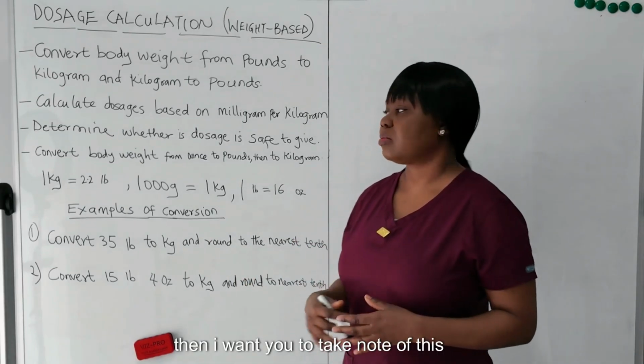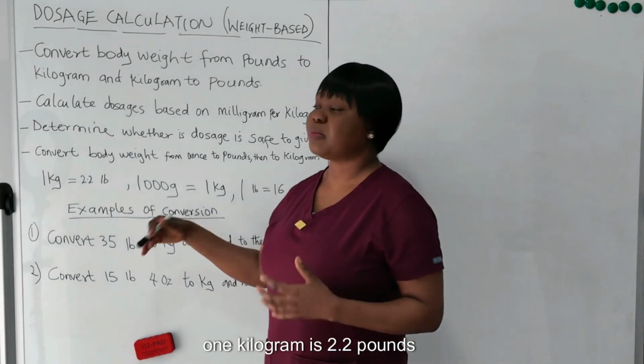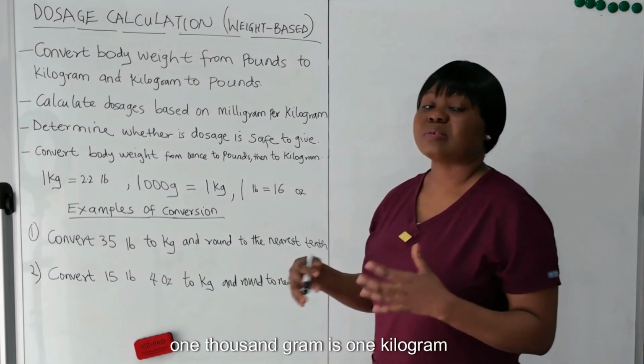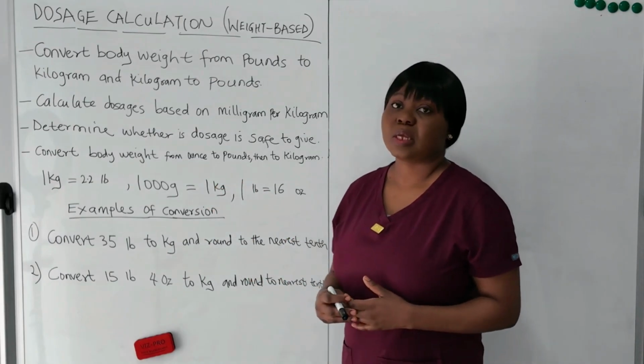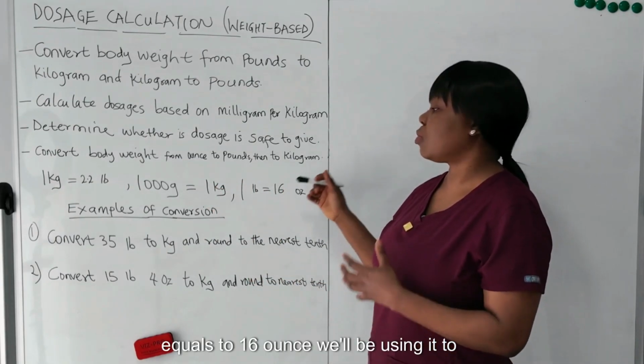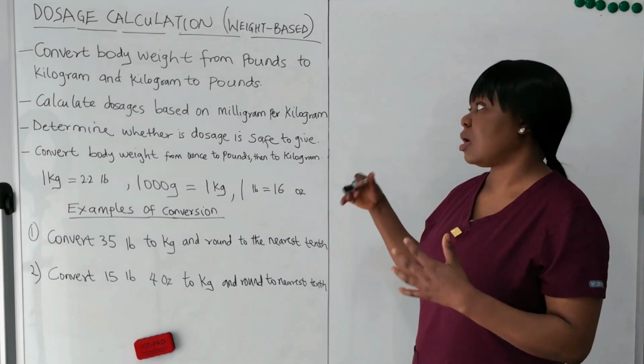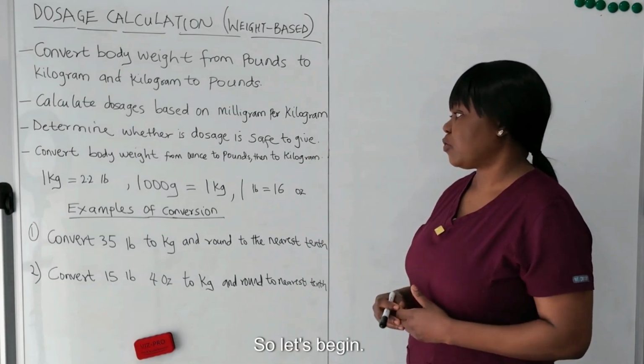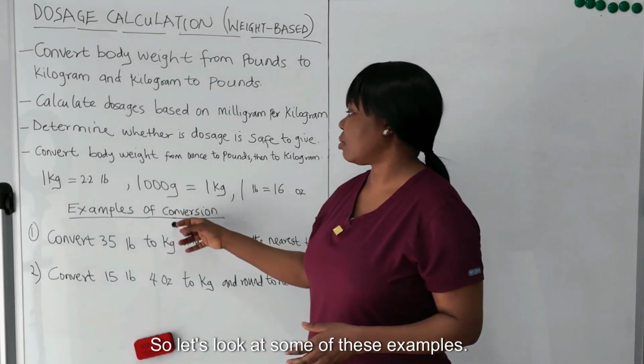Then I want you to take note of these formulas. 1 kilogram is 2.2 pounds. 1000 gram is 1 kilogram. And 1 pound is equal to 16 ounces. We'll be using them to calculate right now. So let's begin and look at some examples.